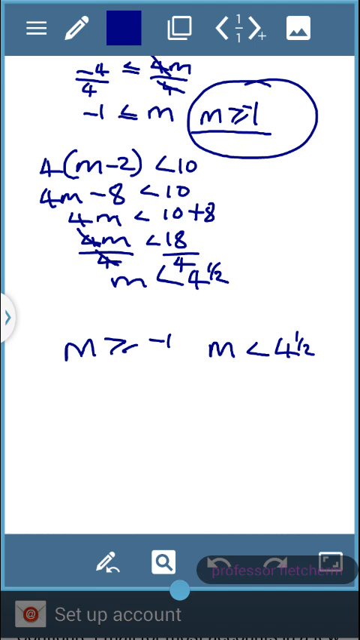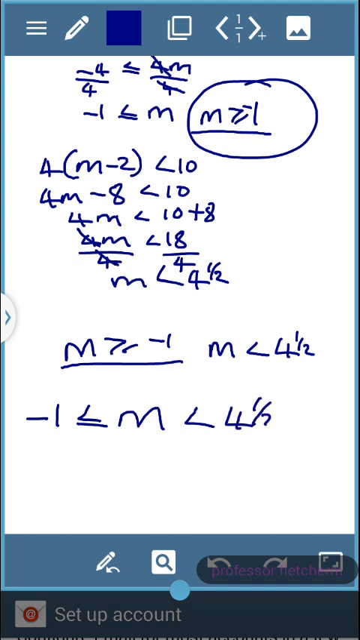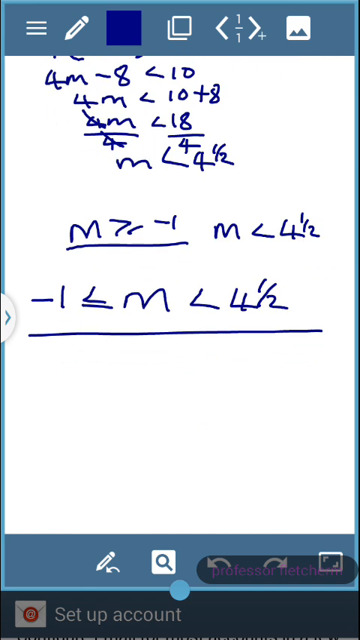We now need to write this as a single inequality. So minus 1 is smaller or equal to m, which is smaller than 4 and a half. That will give us our inequalities.